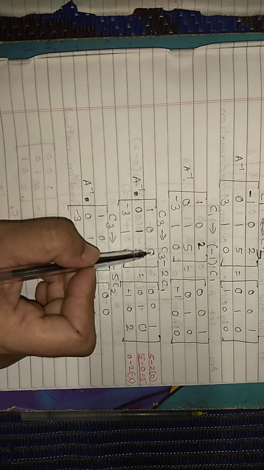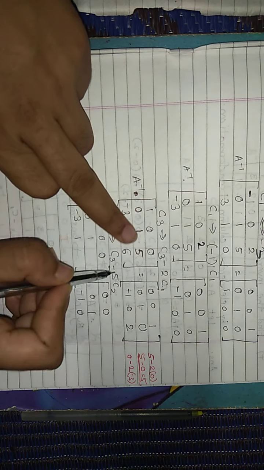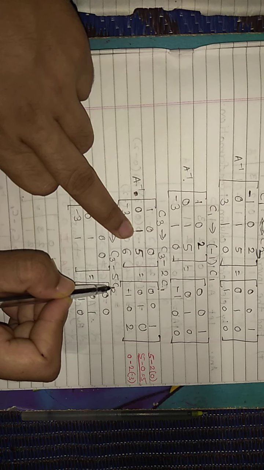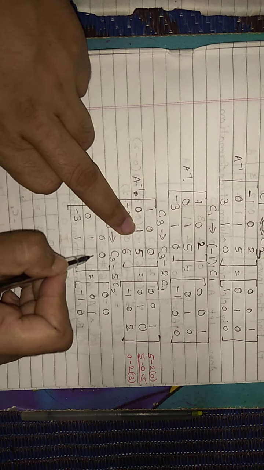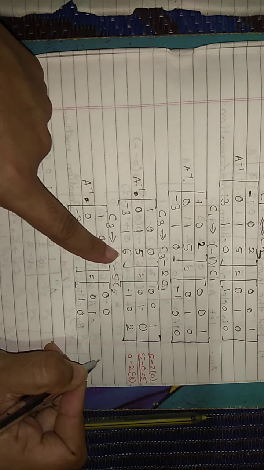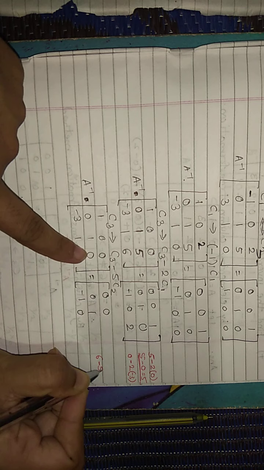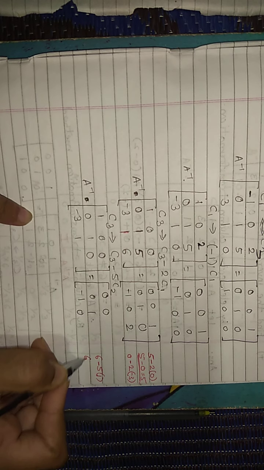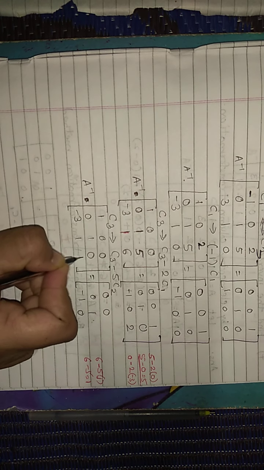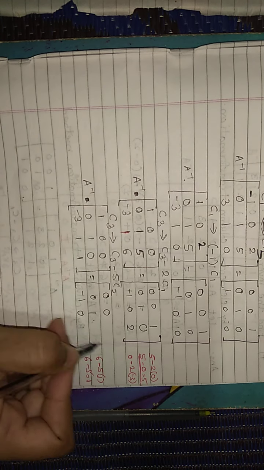Now next one, 0 0, both the elements 0 0. 5 minus, we put 5 minus 5 into C2 1. So 5 into 1 is 5. 5 minus 5 is 0. Now the next element is 6. So 6 minus 5 into C2, the next element is 1. So 6 minus 5 is equal to 1. So we put 1.